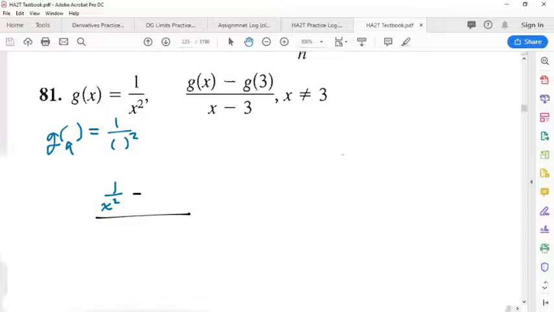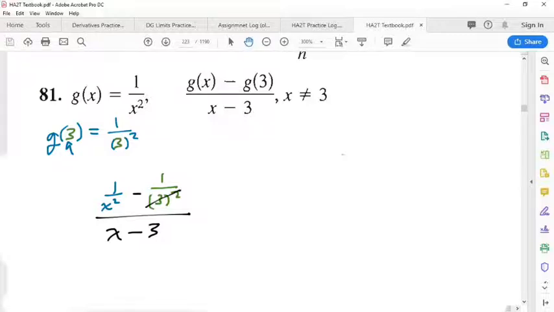Then you have this guy over here. It says plug in a 3 to the g function. So I'm going to go over to my g function and plug in a 3. I'm going to take that 3 and square it on the bottom of the fraction, because that's what it says to do. Then we have x on the bottom, x minus 3. Maybe that wasn't what you were stuck on, but let's continue on, shall we?